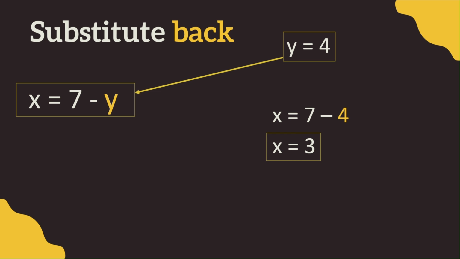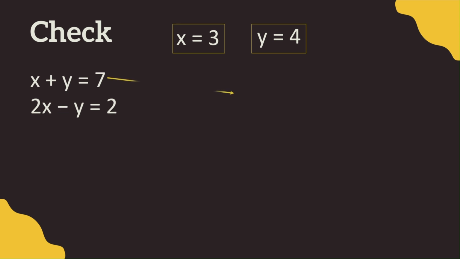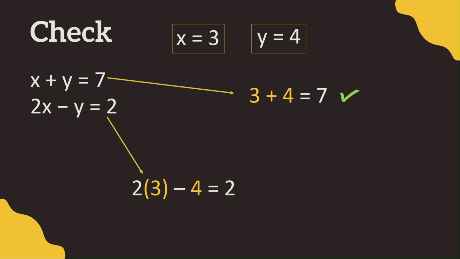But before we finish, let's check our answer. Substituting x equals 3 and y equals 4 into the first equation gives 3 plus 4 equals 7. Correct. Now check the second equation. 2 multiplied by 3 minus 4 equals 2. That's 6 minus 4 equals 2. Also correct. So our final answer is x equals 3 and y equals 4.